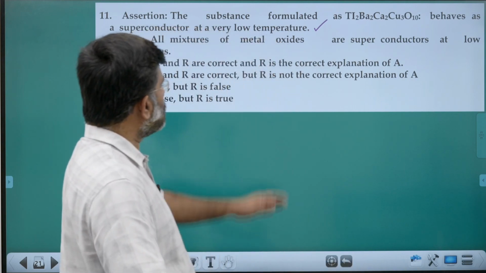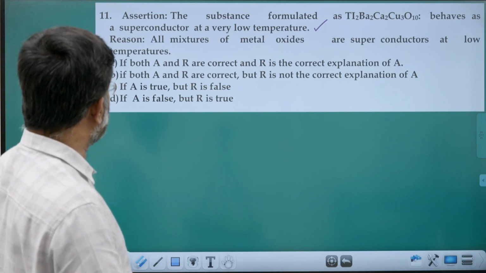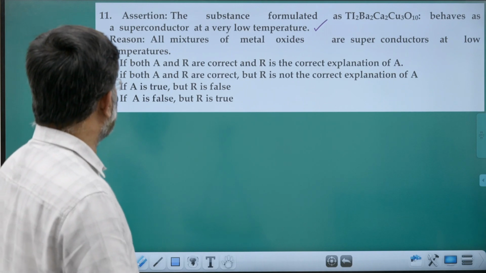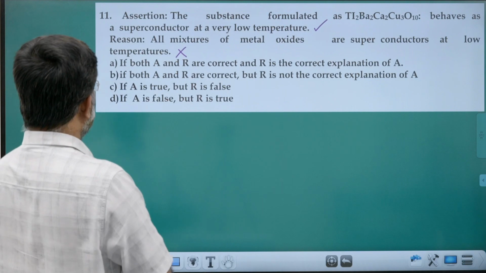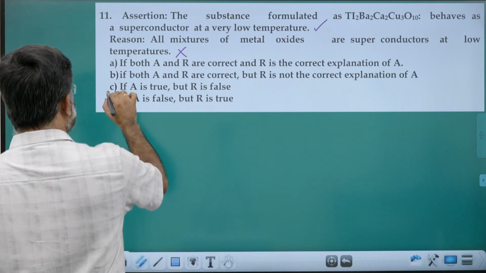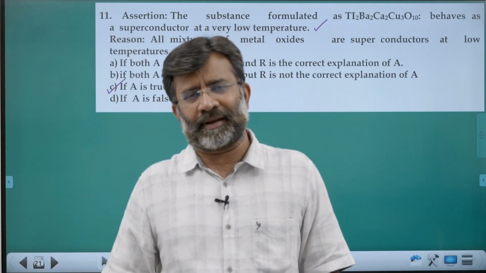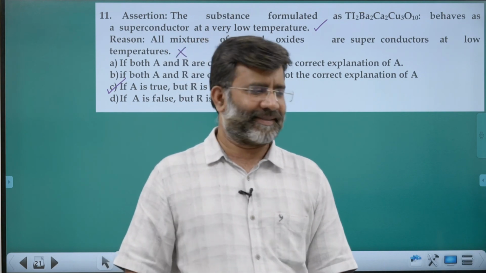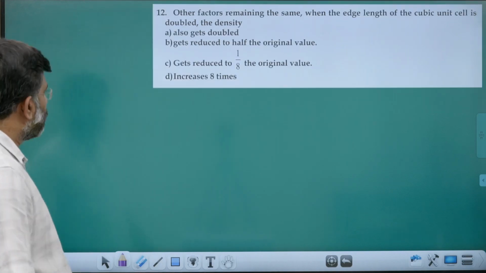And this is a superconducting material which can act as superconducting at very low temperatures. All mixtures of metal oxides are superconductors at low temperatures. No, that is wrong. So the assertion is correct, reason wrong. Option C is the correct answer. We can't expect all metal oxides to be superconducting at low temperatures. Okay. Next question. Answer is option C only.